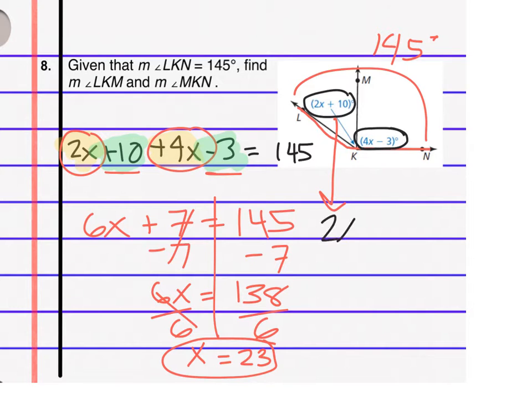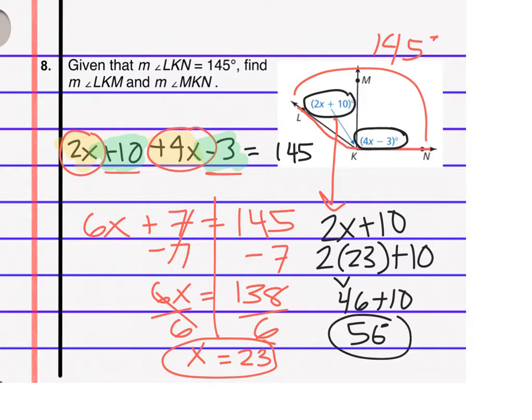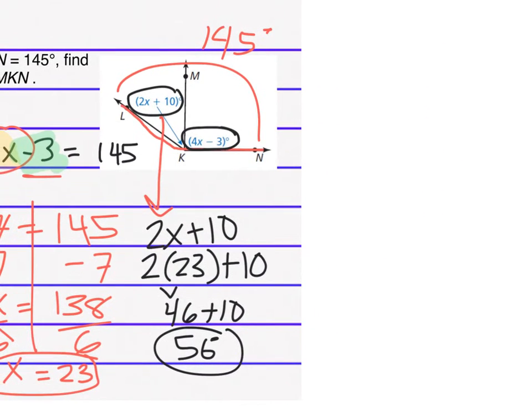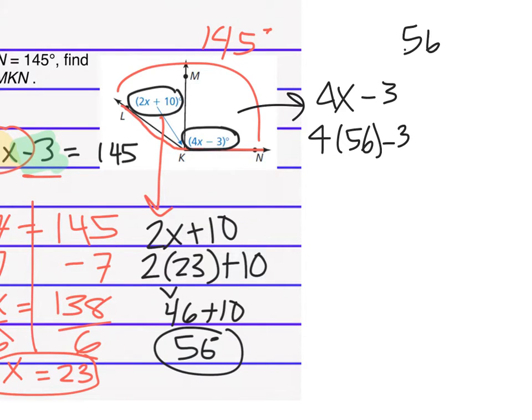So for 2x plus 10, I'm going to substitute 23 for x. So I'm doing 2 times 23, which is 46, plus 10, which is 56 degrees. Okay, then let's move this over a little bit. For this angle, I have 4x minus 3, so I'm going to do 4 times 56 minus 3, so 56 times 4 is 224. Wait, something seems wrong. 56 times 4 minus 3.